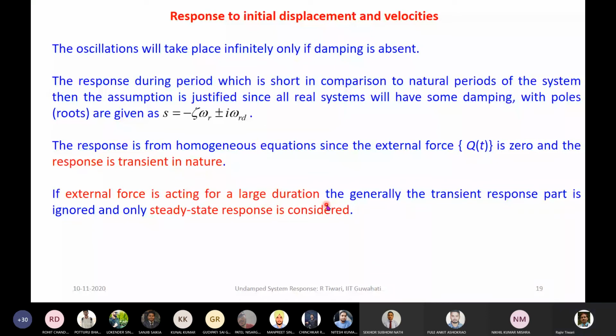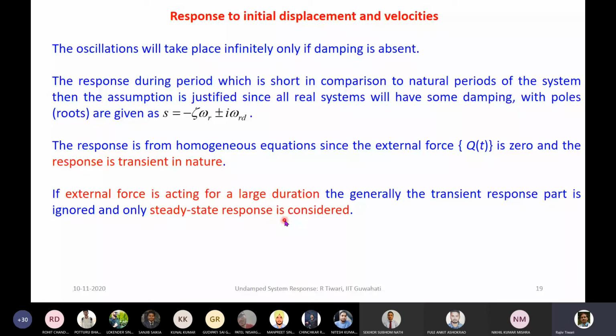If there is an external force along with this initial disturbance, then that external force will be there forever in the system. So when we want to obtain the effect of the external force on the response, we need to ignore this transient part, because the transient will be there maybe initially for a few seconds, then it will not be there in the system. Only the response due to the steady state external force will be there. That we call the steady state response.